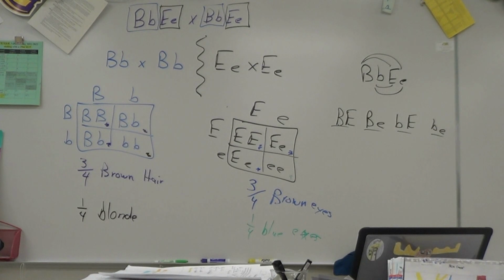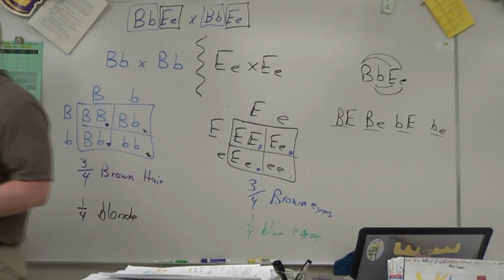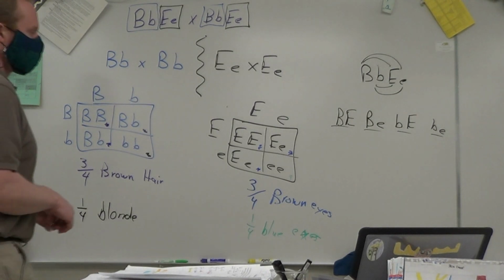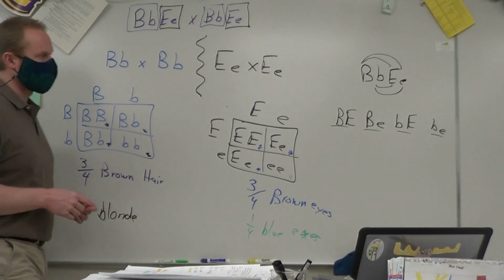What about blonde hair, brown eyes? Well, what's blonde hair? 1/4. What's brown eyes? 3/4. So then we get 3/16 probability that we're going to get blonde and brown. And what about blonde and blue? Recessive. It's 1/4 times 1/4 to get 1/16. Okay, so doing a little bit of math, some multiplication of some fractions, it should be that way.